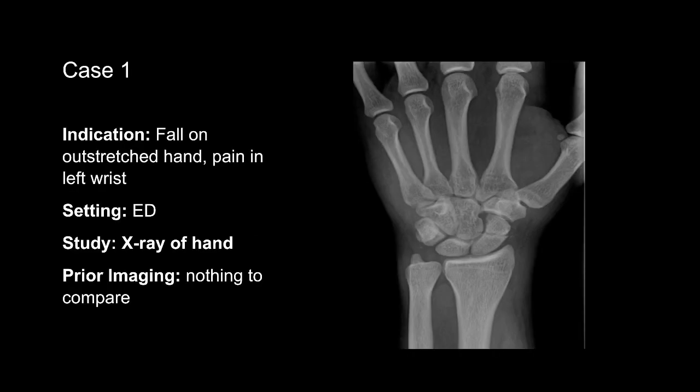So you have this patient here. They fell on their outstretched hand, and they have pain in their left wrist now. So now they're coming to the emergency department. The first thing they did is they got an X-ray. No prior imaging of the hand there.